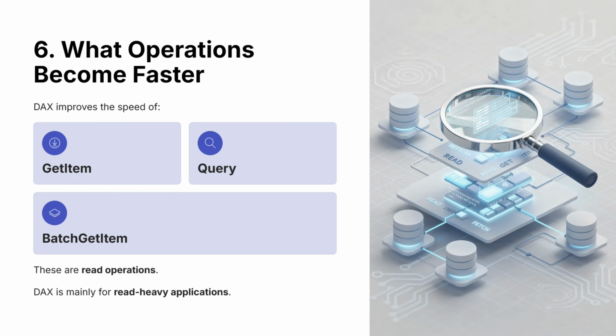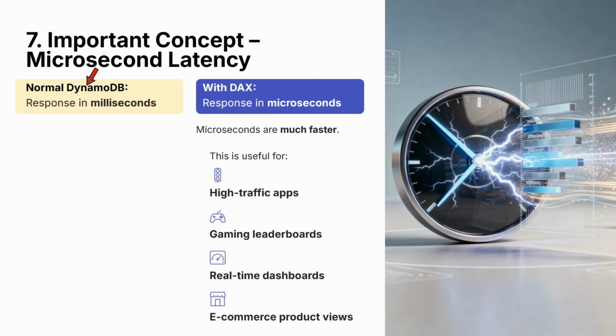What operations become faster? DAX improves the speed of GetItem, Query, and BatchGetItem. These are read operations. DAX is mainly used for read-heavy applications. With normal DynamoDB without DAX, response is in milliseconds. With DAX, response is in microseconds. Microseconds are much faster. This is useful for high-traffic apps, gaming leaderboards, real-time dashboards, and e-commerce product views.